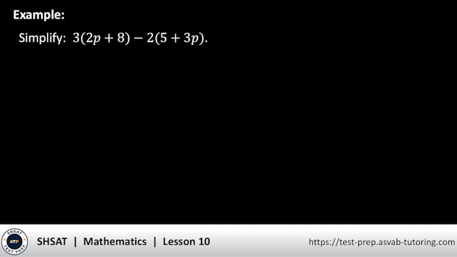Simplify. So we have 3, and then parentheses, 2p plus 8, minus 2, again parentheses, 5 plus 3p.